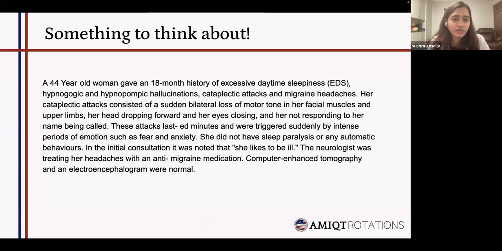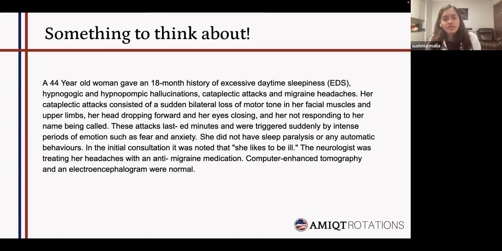A 44-year-old woman gave an 18-month history of excessive daytime sleepiness, hypnagogic and hypnopompic hallucinations, cataplectic attacks, and migraine headaches. Her cataplectic attacks consisted of a sudden bilateral loss of motor tone in her facial muscles and upper limbs, as we have talked about, her head dropping forwards and her eyes closing, and her not responding to her name being called. These attacks lasted minutes and were triggered suddenly by intense periods of emotion such as fear and anxiety. It sounds so far a lot like narcolepsy.